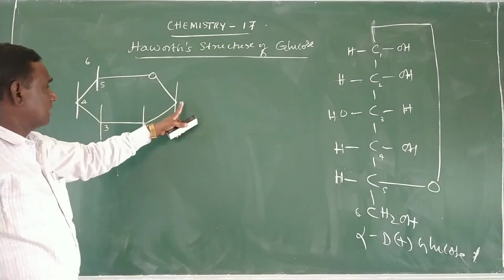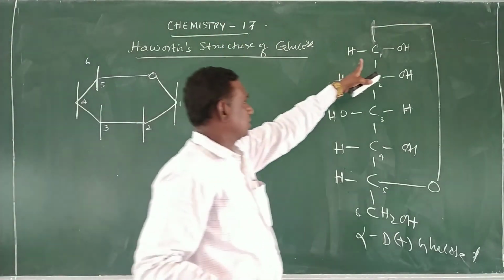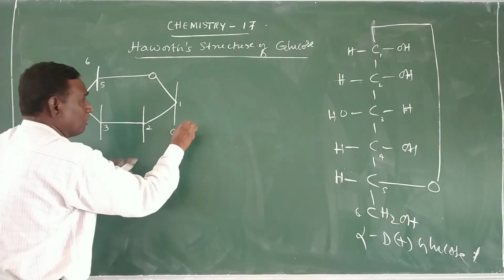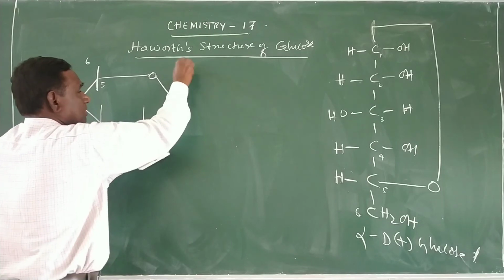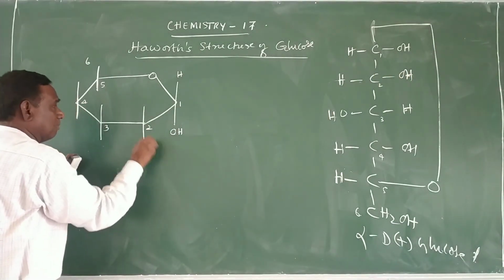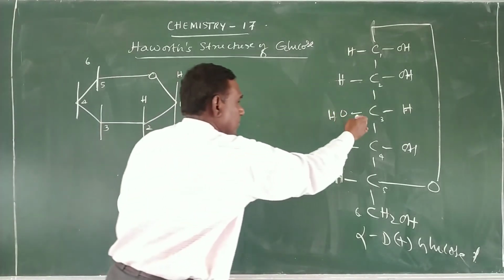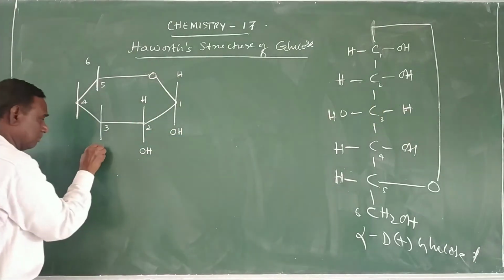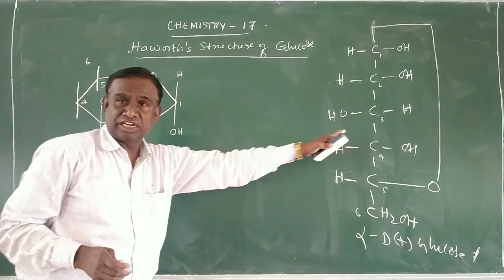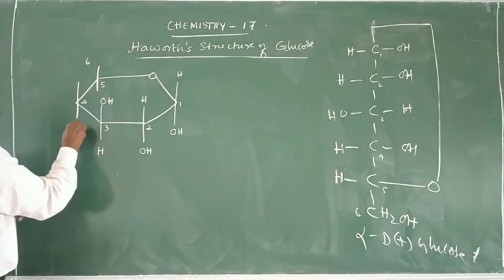Now at the first carbon atom, which group is present on the right hand side? OH. Therefore it is placed below. Above is H. Second carbon atom, right hand side is OH, below the plane. Above the plane is H. Third carbon atom, right hand side is H, so below the plane is H and above is OH. Next, fourth carbon atom, right hand side is OH, below the plane, and this is H.